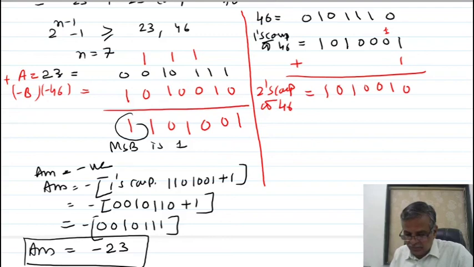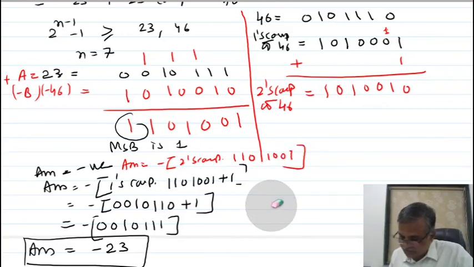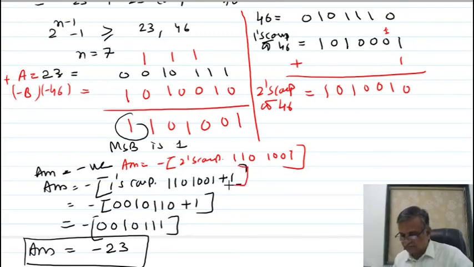If you want to write more clearly, then the right answer is nothing but the negative of the 2's complement of 110 1001. This you can do. I think you understand.